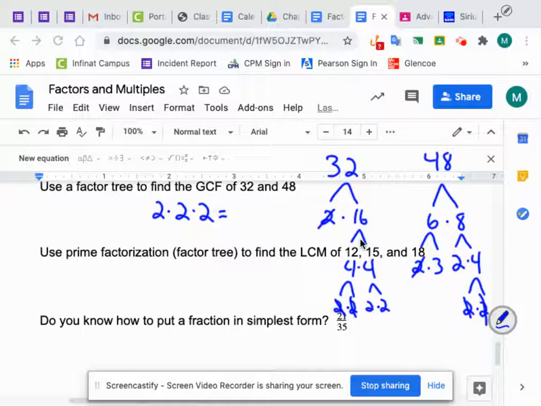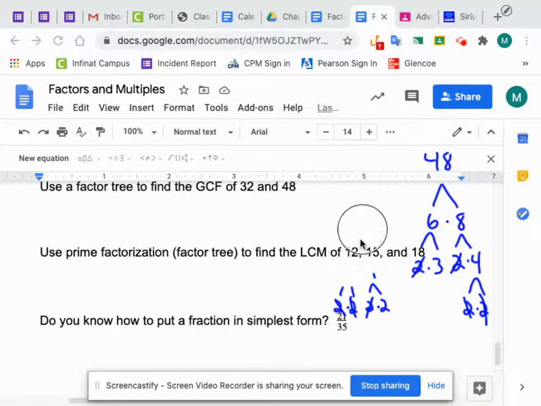So I don't have any other. I think this 2 and this 2. So 2 times 2 is 4, 4 times 2 is 8, 8 times 2 is 16. So the greatest common factor that both of them have is 16, which 16 times 2 is 32, and 16 times 3 is 48. So that makes sense.